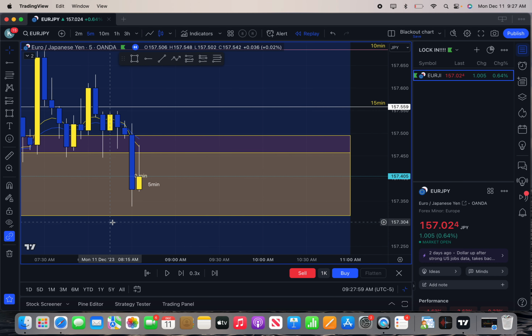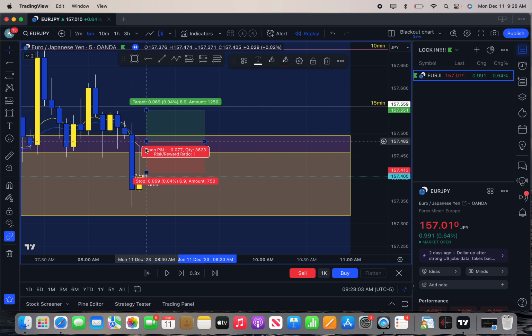Boom. Next thing you know, we get a bullish confirmation candle. Looking to enter right above it. Similar, I'm taking the bottom of it.